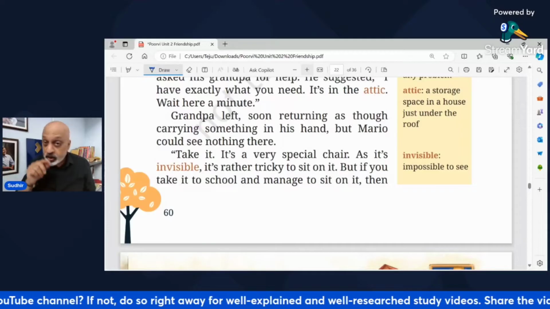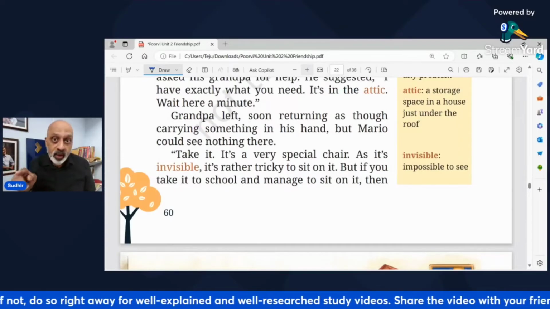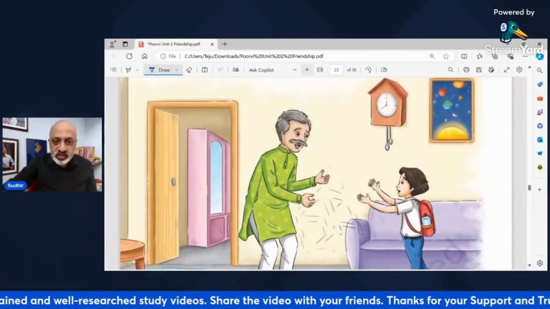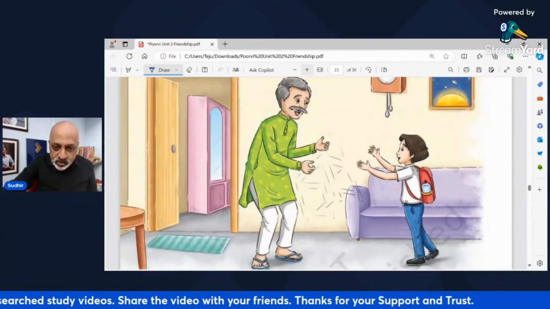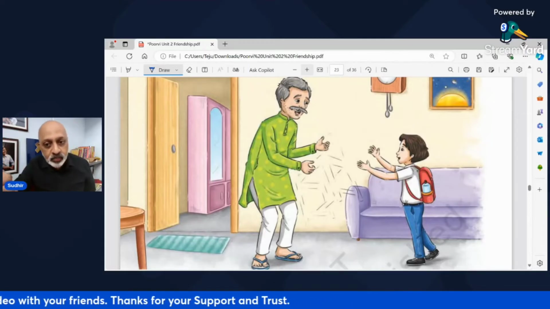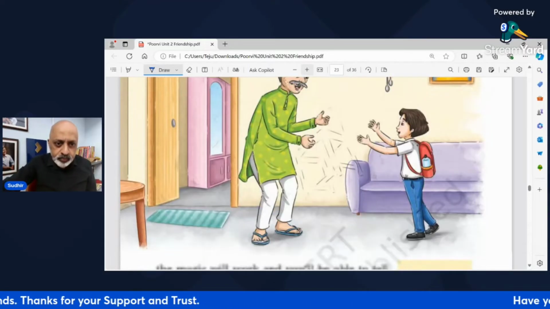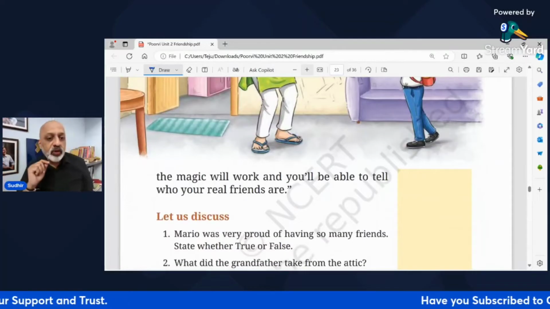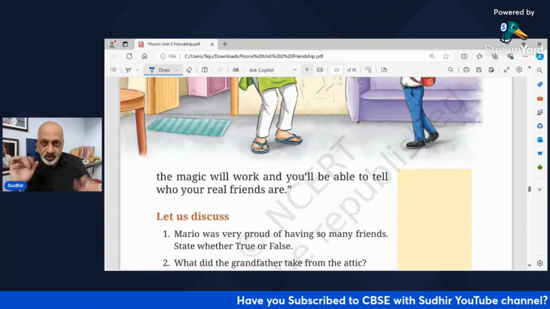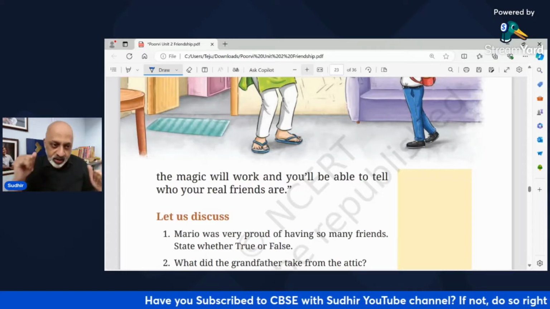Isn't it? But if you take it to school and manage to sit on it, now you see in the illustration, he's carrying something. So they have made it some kind of drawing of the chair, but it is invisible. Okay. So he says, then the magic will work and then you will know who your real friends are. Okay. Did you understand till here? Are you enjoying it? Let's go ahead.